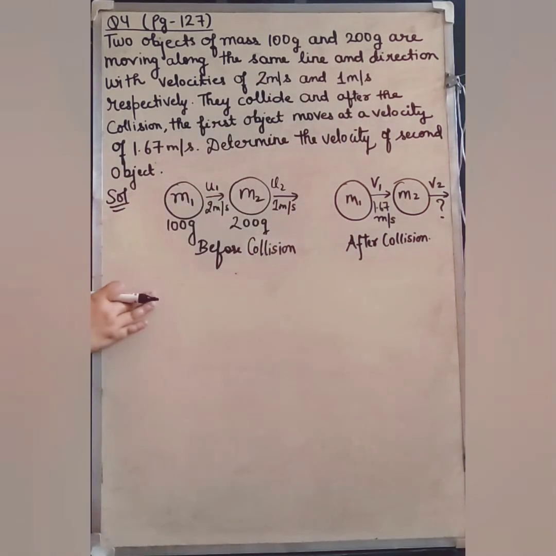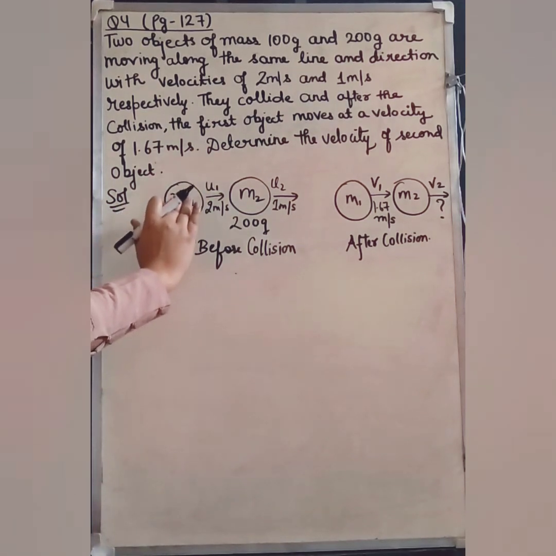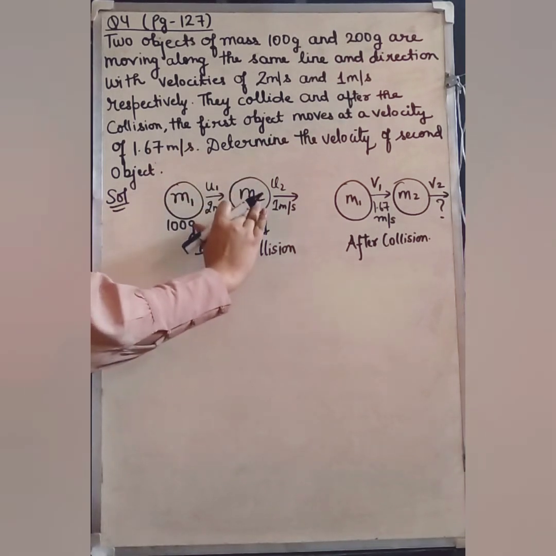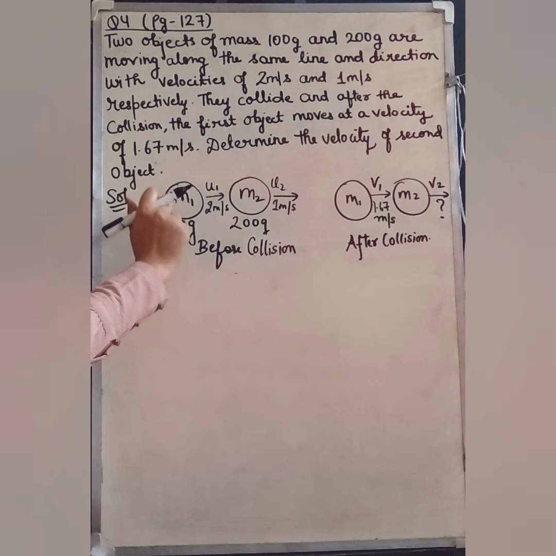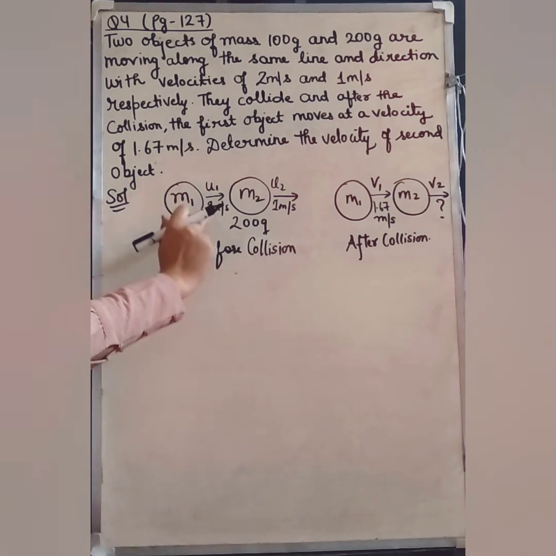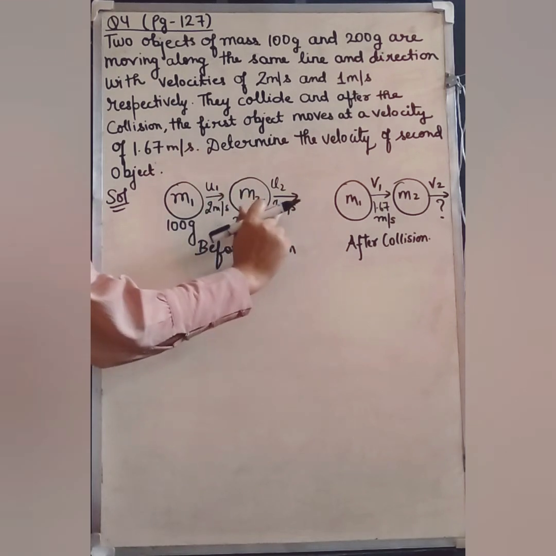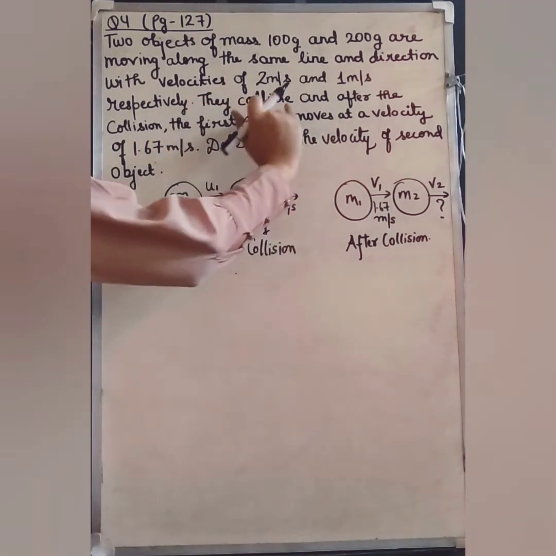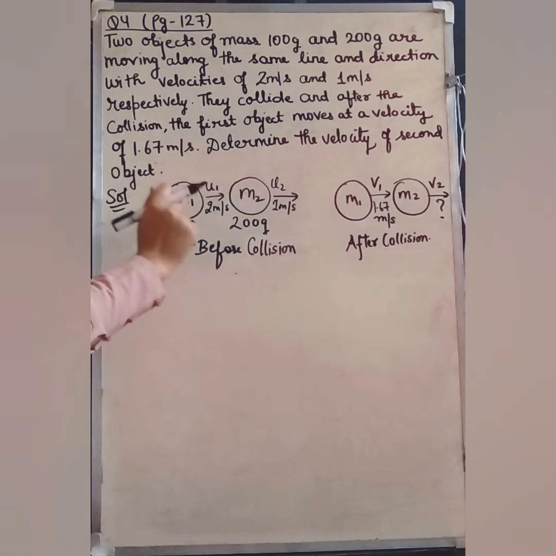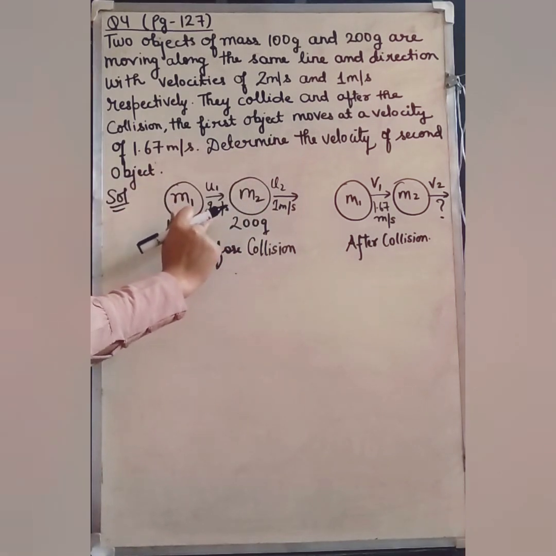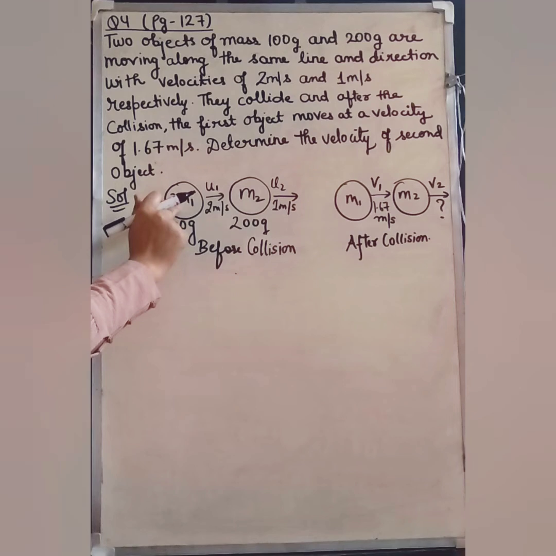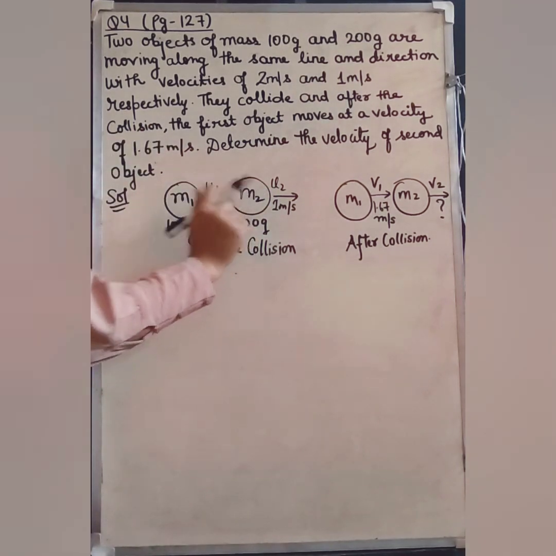So here I have made the diagram. Here you can see that the first body, which I am considering to be object 1, has mass 100 gram. The second body has a mass of 200 gram. It is moving with initial velocity 2 meter per second and the second body is moving with initial velocity 1 meter per second. They collide and after the collision, what is happening? The first body's speed is greater than the second body's. So what will happen? This body will travel faster and it will go and hit the second body.